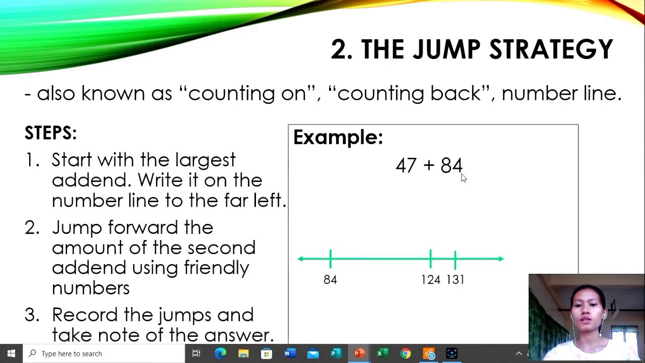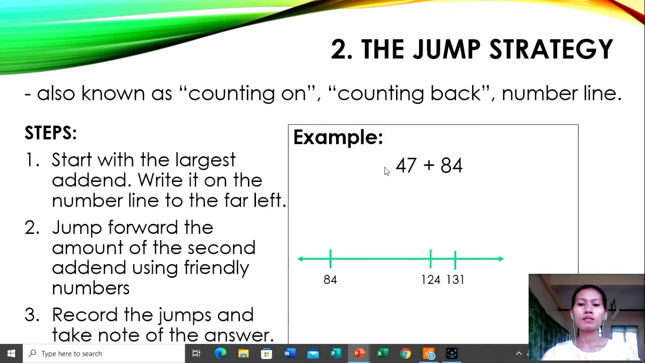So, between 47 and 84, the largest here is 84. That's why we placed it here at the far left. 84. And then, it says in the second step, jump forward the amount of the second addend. The amount of our second addend is 47. Meaning to say, from 84, we will jump 47 times to the number that we will land on.